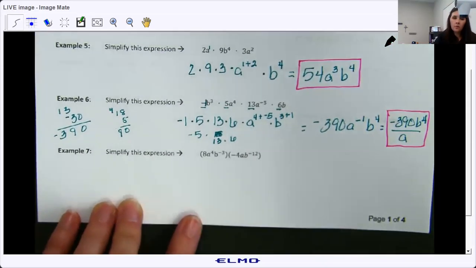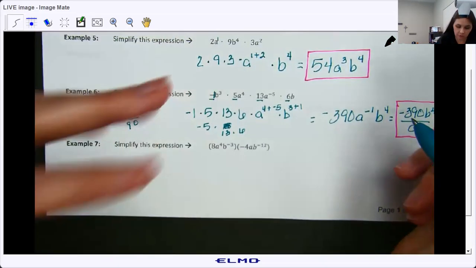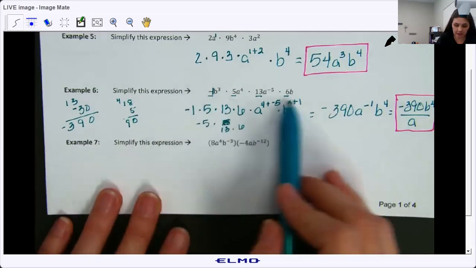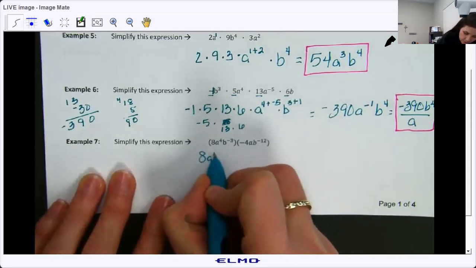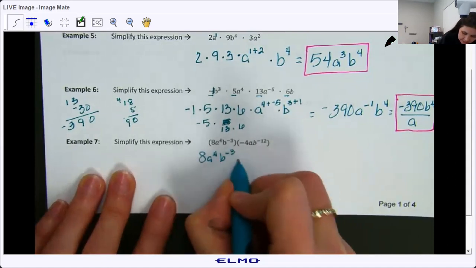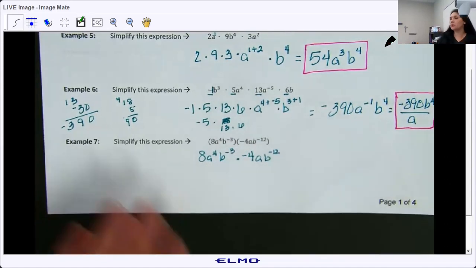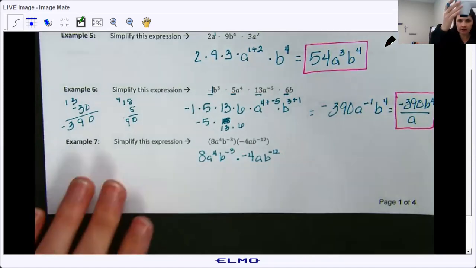Okay. Now with number 7, I will have you do this on your own, but I am going to just show you something really quick. This is another way of writing a problem like they did up here. So I could have had 8 a to the 4th b to the negative 3rd times negative 4 a b to the negative 12th. They just put parentheses around it instead of having a dot in between it. But the process is still the same. Multiply your coefficients together and then combine your same bases. Okay, so go ahead and try that one.